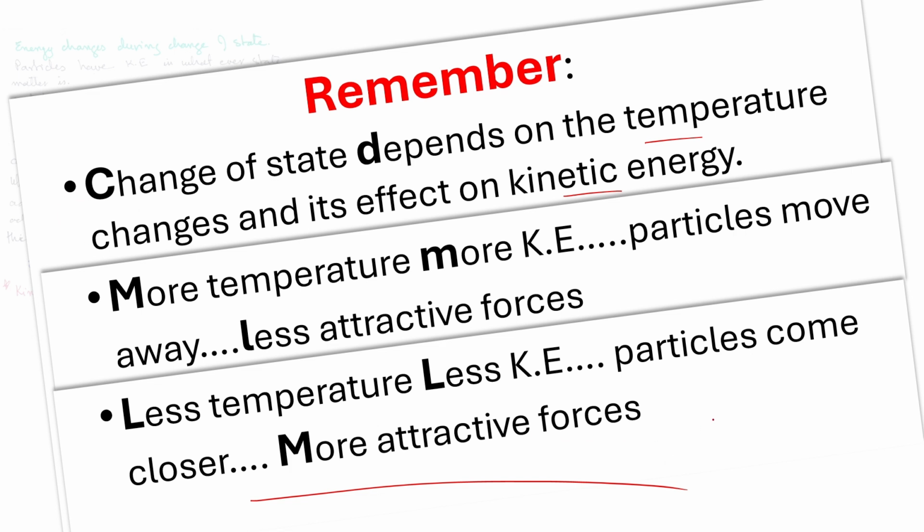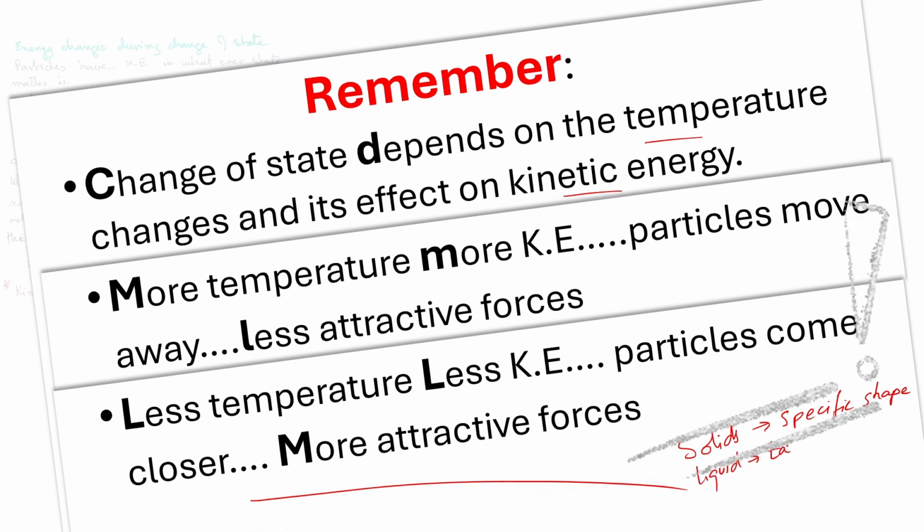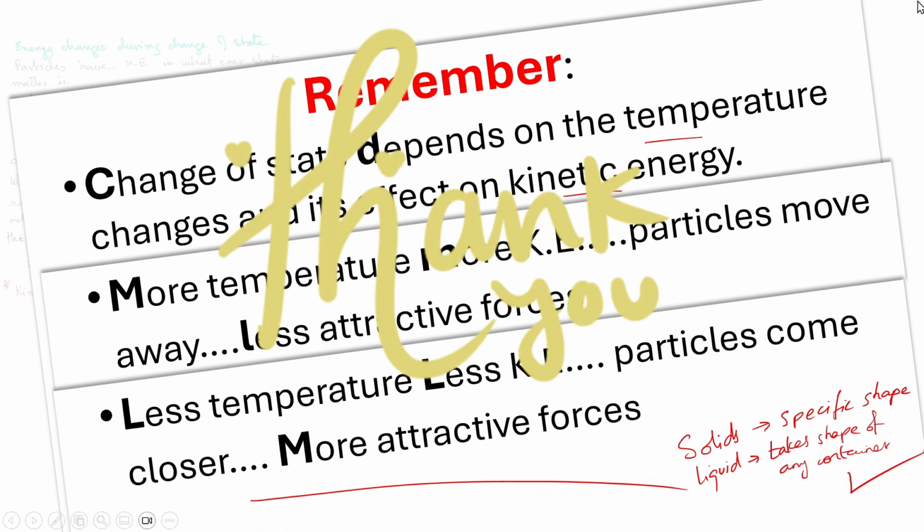Remember one thing, that in solid the particles do have a little bit of kinetic energy. They vibrate at their place and they do not leave their place. That's why solids have a specific shape. And in liquids, as the particles slide over each other, you can pour liquid from one container to another container, and it can also gain the shape of any container.